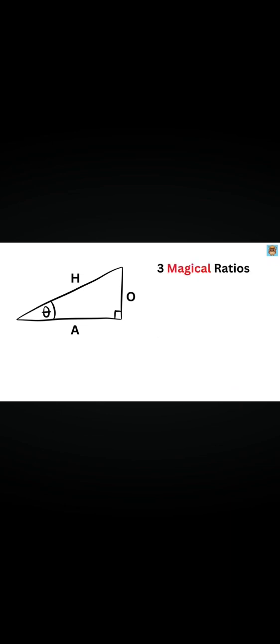The heart of trigonometry lies in three magical ratios: sine, cosine, or cos in short, and tangent, or tan in short. These three ratios are the key to unlocking the relationships between the angles and sides of a triangle. Let me break them down for you. Let us call this angle theta.